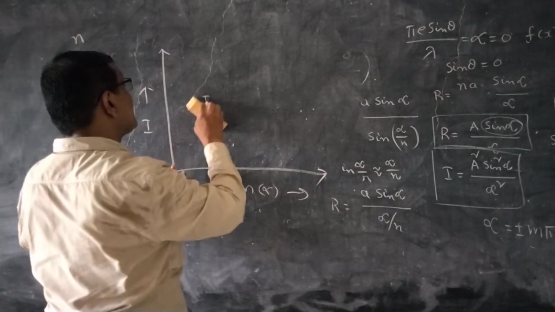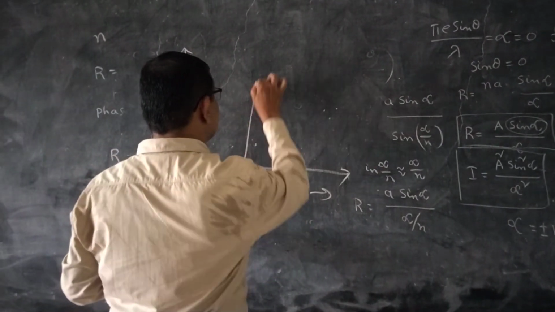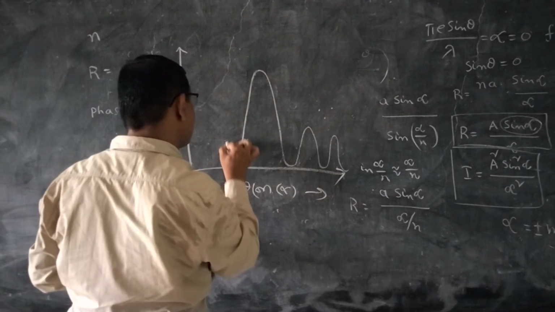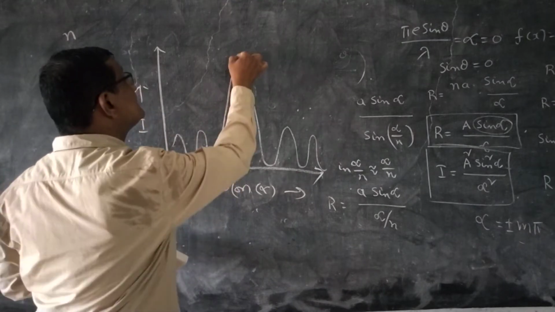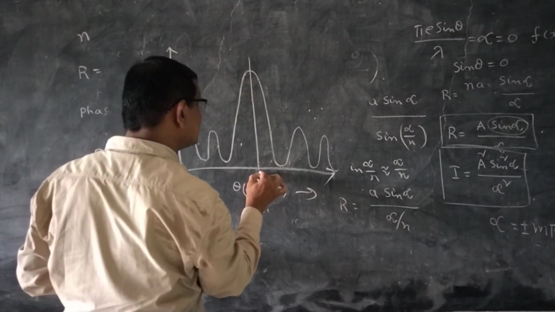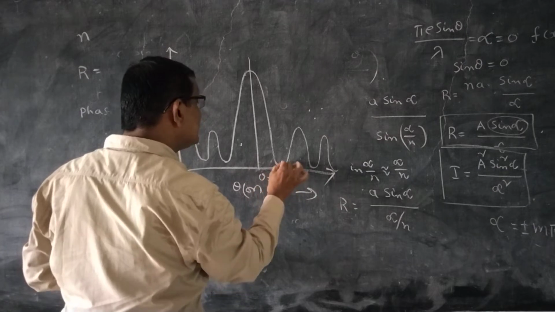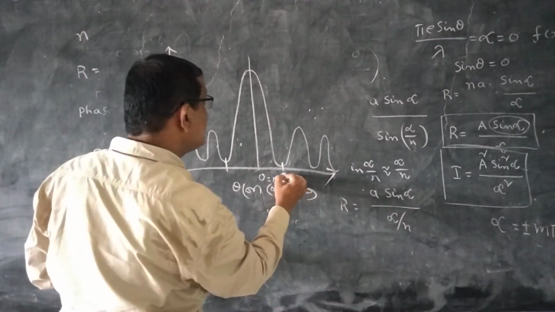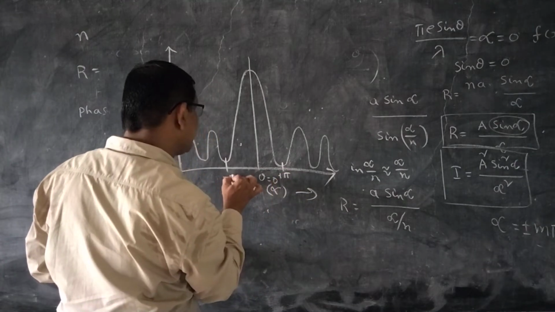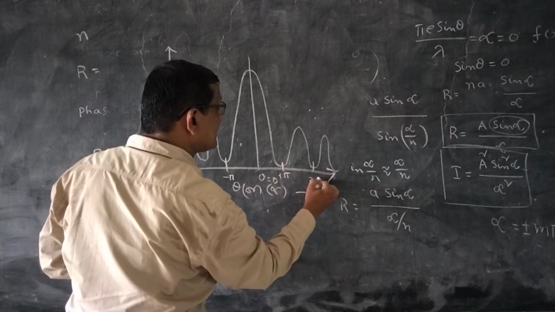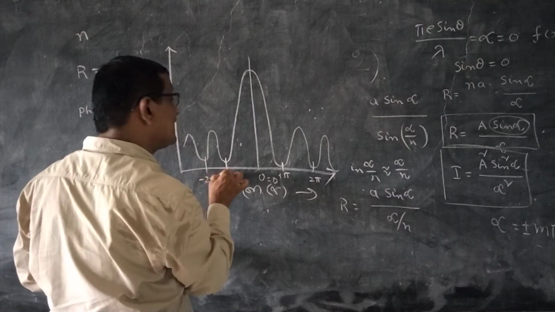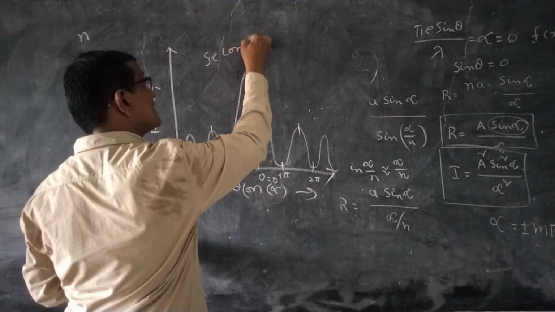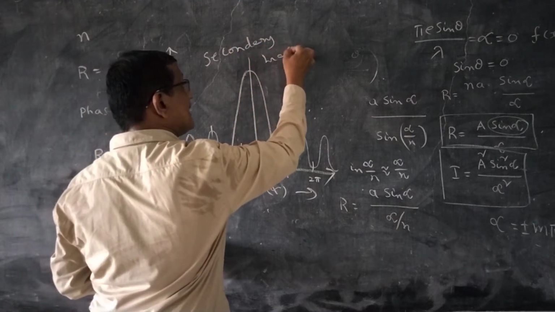Here there is a central maximum when theta is equal to 0. It is minimum when sin alpha is equal to 0, meaning plus or minus m pi. This is plus pi and this is minus pi. Again minimum at plus 2 pi, minus 2 pi and so on. These are termed as secondary maxima.